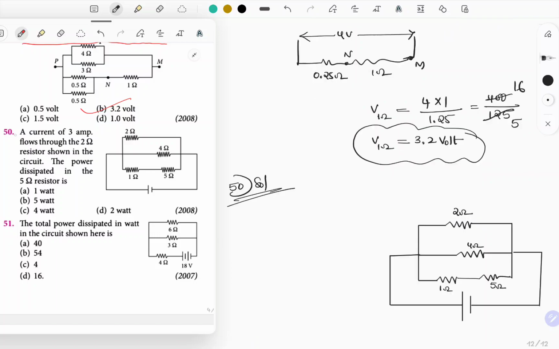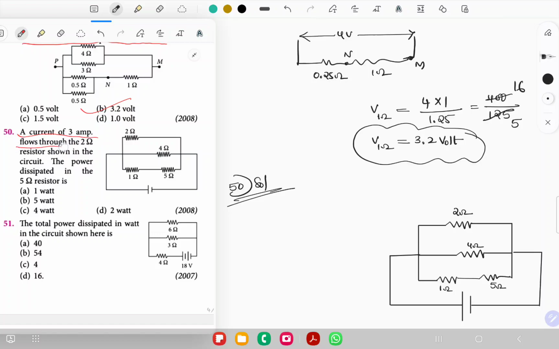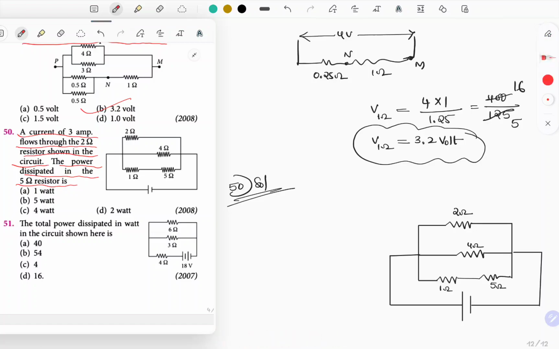Question number 50. Observe the question. A current of 3 ampere flows through 2 ohm resistor. Similar model. 3 ampere is flowing through 2 ohm resistor shown in the circuit. The power dissipated in the 5 ohm resistor. Okay, so let's find out voltage across this 2 ohm. So current flowing through it is 3 ampere. Then voltage across this is going to be 6 volt.